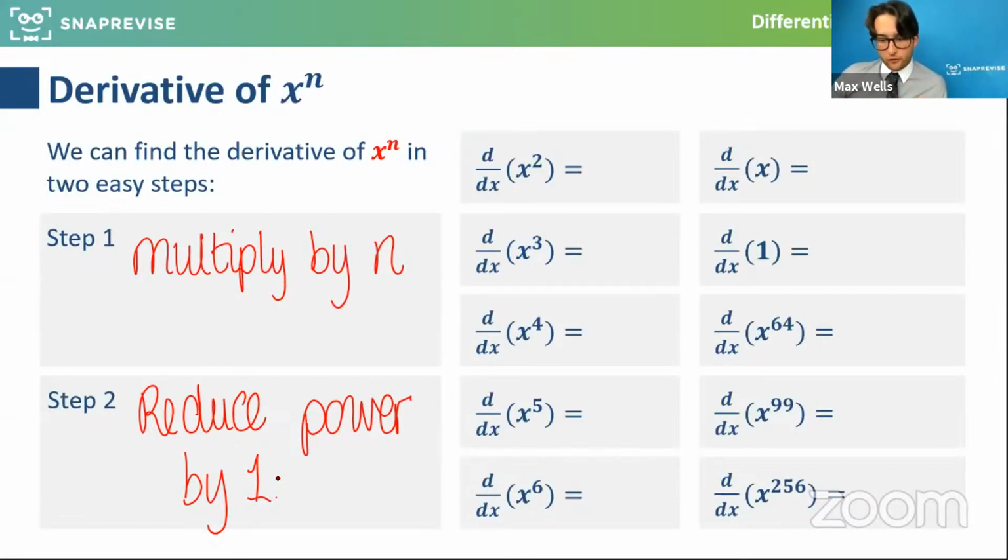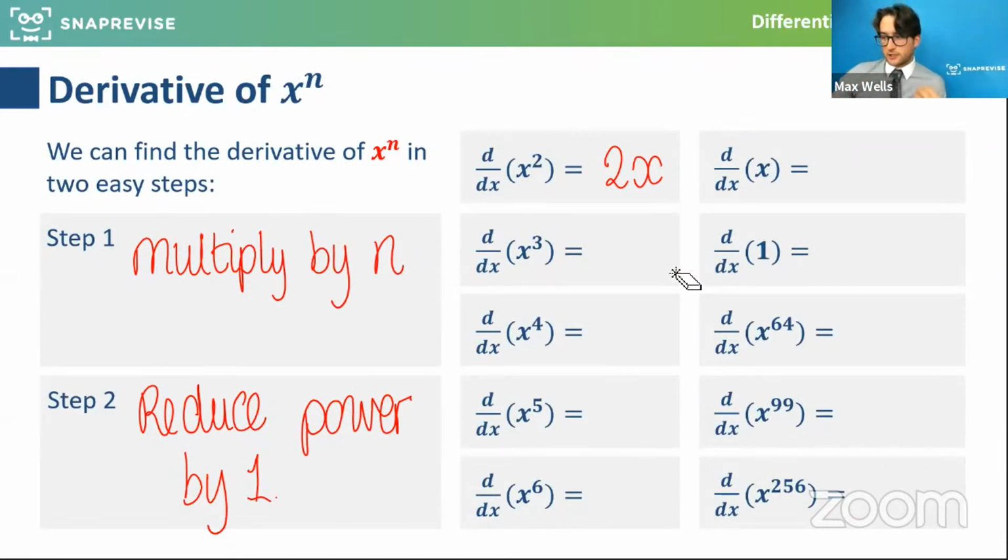X squared, if we differentiate x squared, we times by the power, so times by the n value, the 2, and then drop the power. So x squared would differentiate to 2x. Lovely. So let's whiz through. We'll go this way. Let's differentiate these.